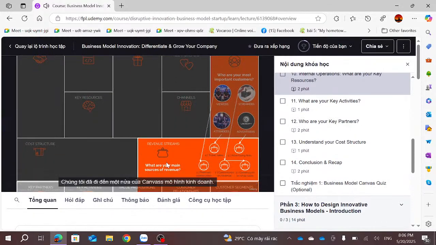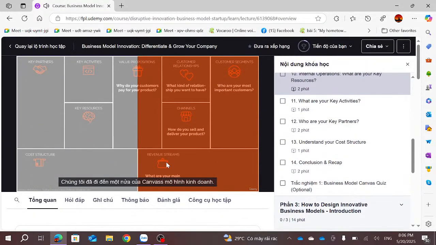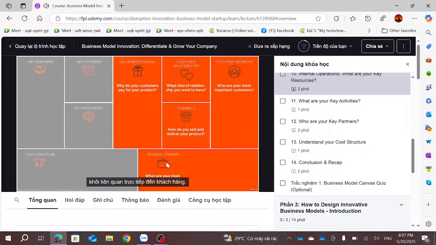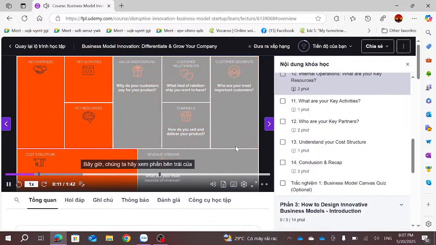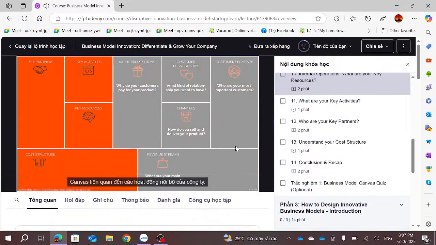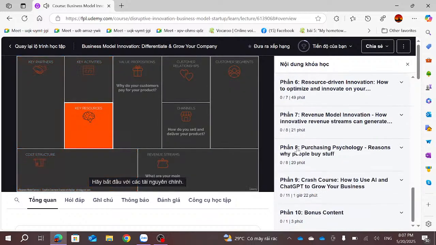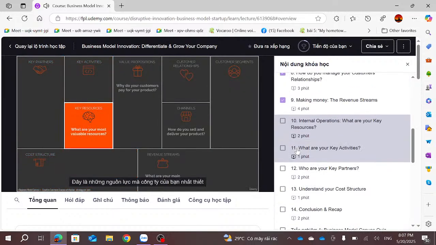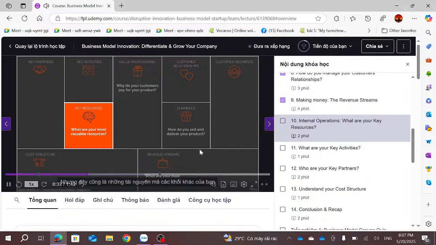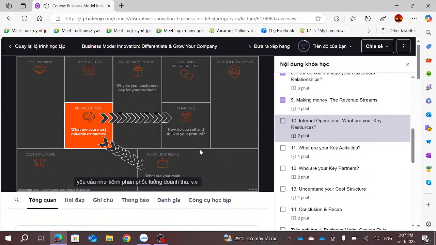Alright everyone, we arrived at the half of the business model canvas. We just saw all the blocks that are directly related to customers. Now let's take a look at the left part of the canvas, which has to do with the internal operations of the company. This is something that customers don't deal with. Let's start with key resources. These are the resources that your company absolutely needs to have to produce the value proposition, meaning to produce your product or service. But these are also resources that your other blocks require, like the distribution channels, revenue streams, etc.